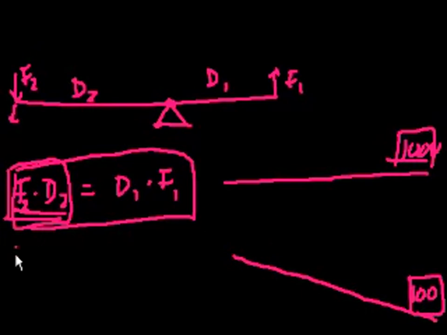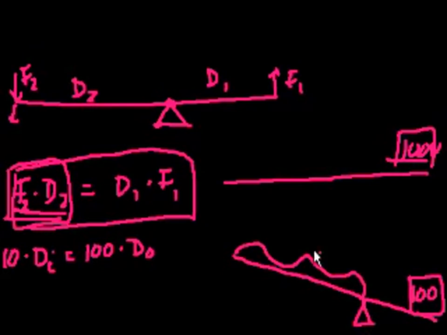So let's figure out what would happen. My input force is 10, and I want to figure out the distance to the fulcrum. So let's say my input force is 10, and let's call this the input distance. And I want the output force to be 100, right? And let's call this the output distance, right? So if I have a fulcrum here, this is the input distance, and this is the output distance. Let me switch colors. It's getting monotonous. This is the output distance from here to here.